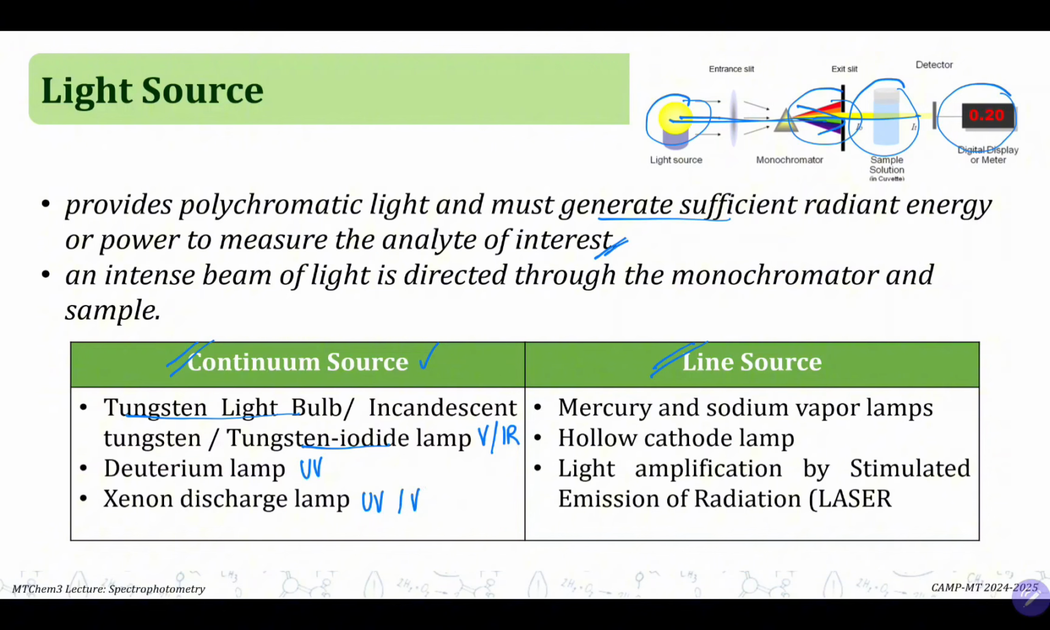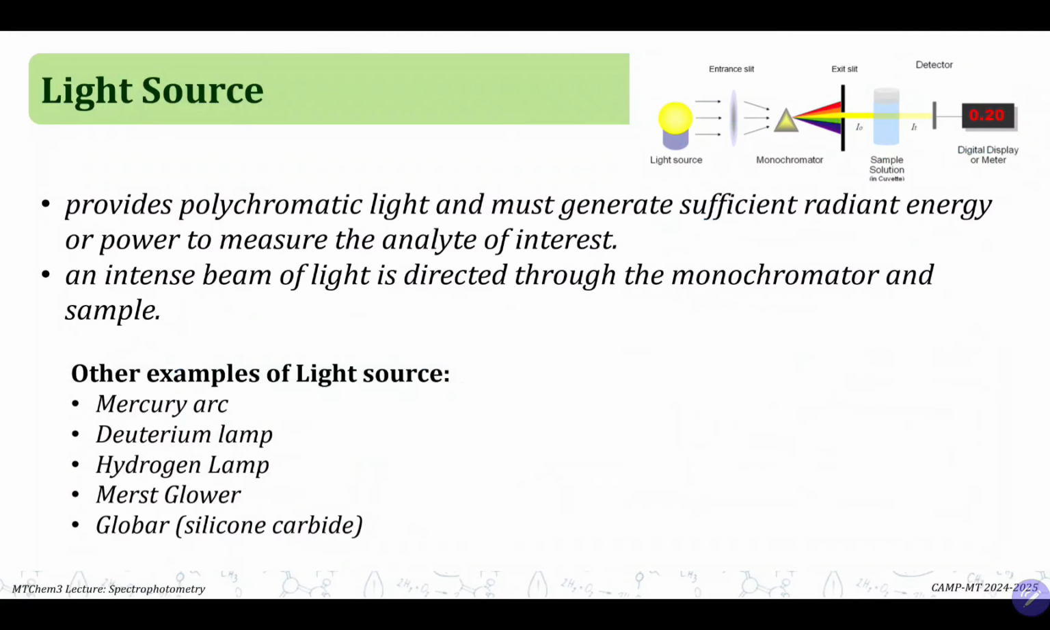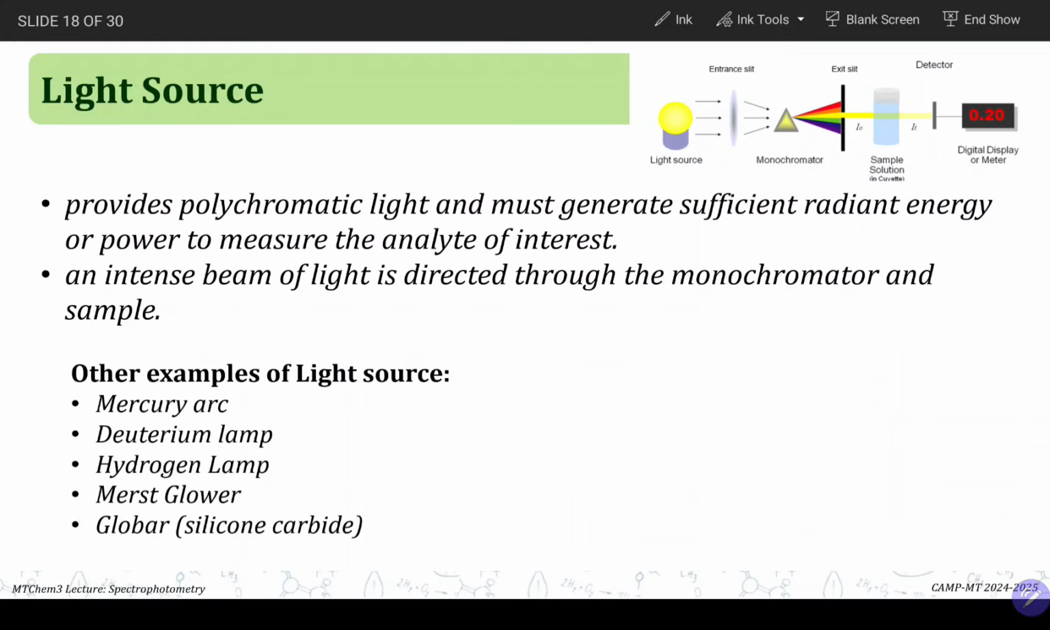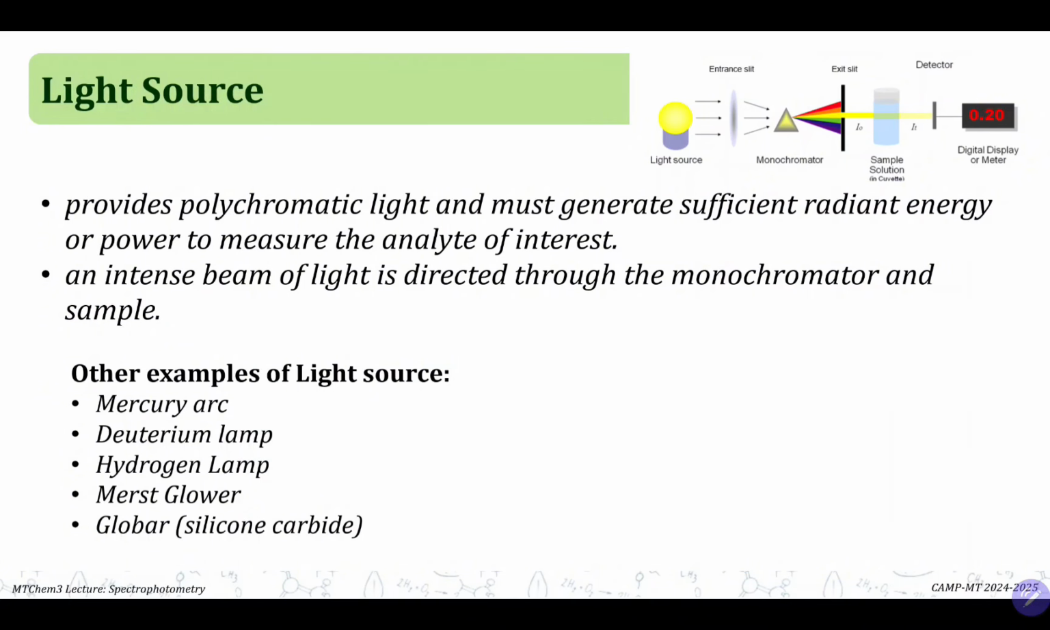On the other hand, your line source emits limited radiation and wavelength. Examples of your line sources are your mercury and sodium vapor lamps, your hollow cathode lamp, and your light amplification by stimulated emission of radiation or simply your laser. Other examples of your light sources are your mercury arc, your deuterium lamp, hydrogen lamp, Nernst glower, and globar or silicon carbide.